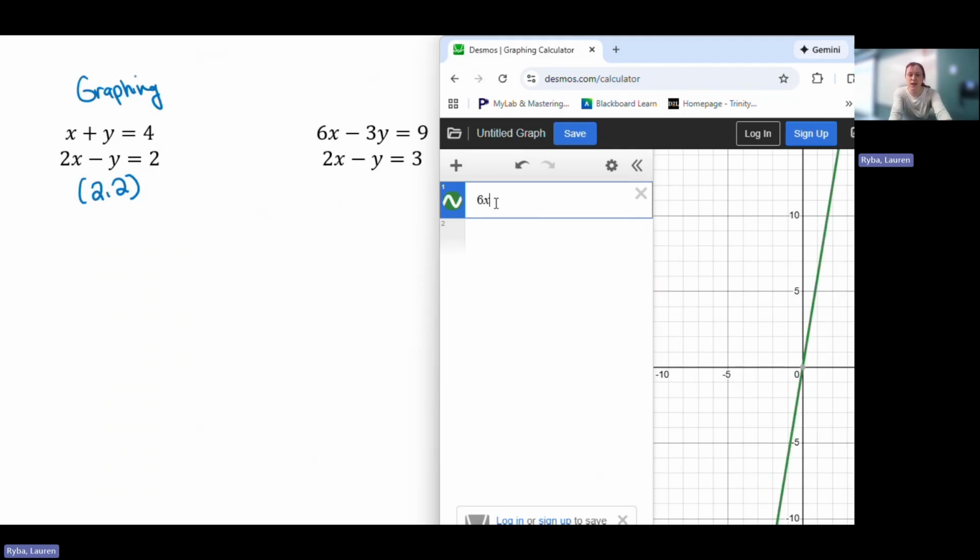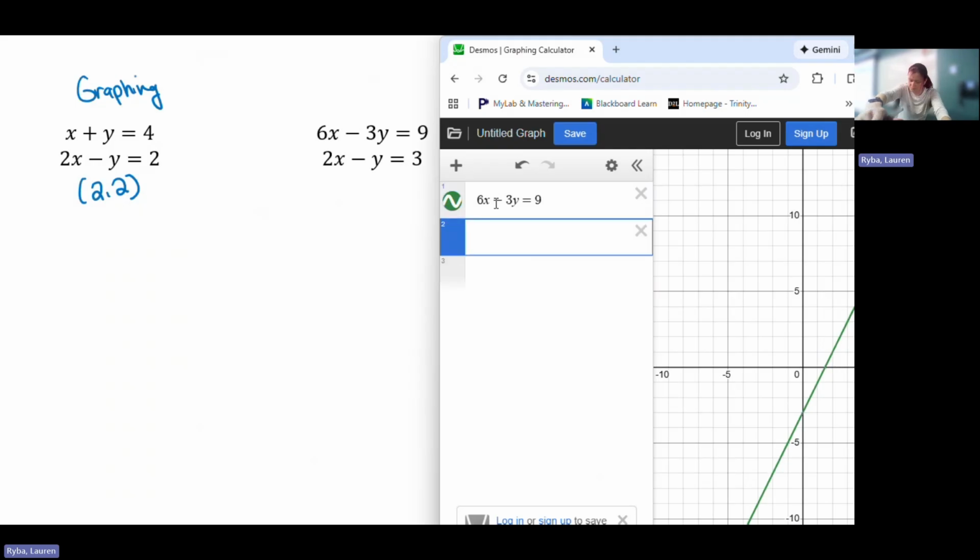So next one, 6x minus 3y equals 9. 2x minus y equals 3. Okay, so look, if I uncheck the purple, the green appears. So the purple is appearing directly on top of the green, means these are identical equations.